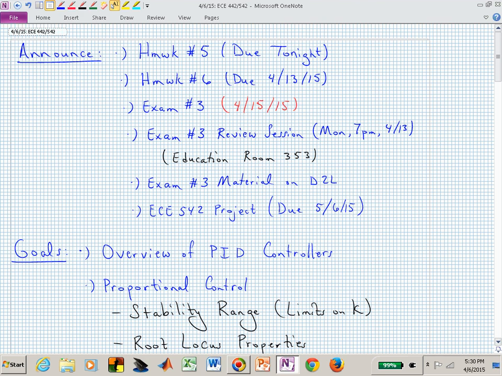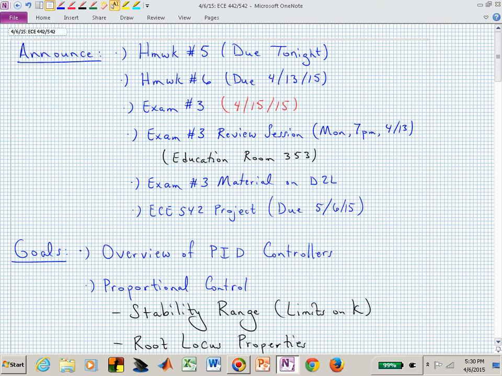442-542. We are fast approaching exam number 3, which will occur next Wednesday, not this Wednesday, but next, on the 15th of April. And between now and then, you have 2 homework assignments, and that's really the content of exam number 3. Homework 5 is due this evening. Homework 6 is due in a week at the same time, not the same day.